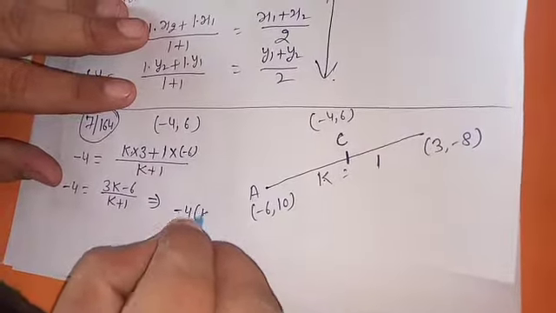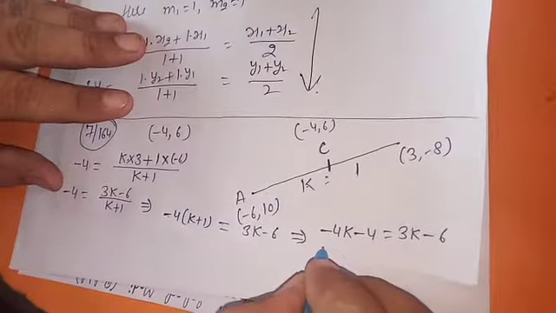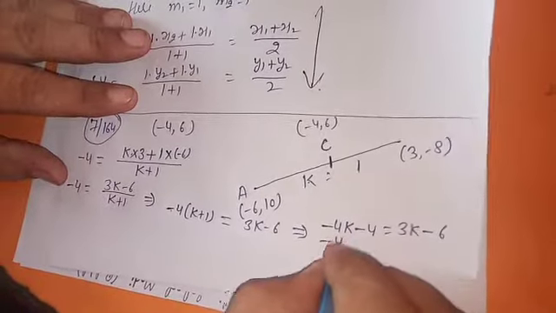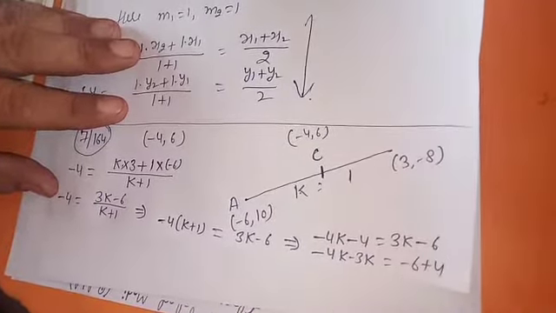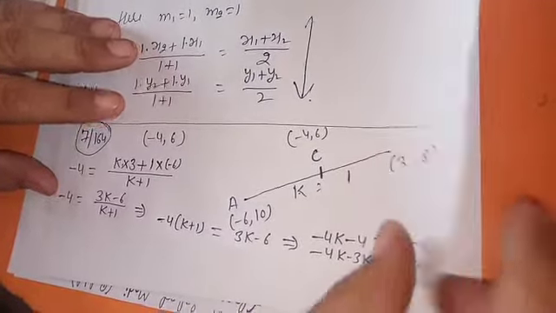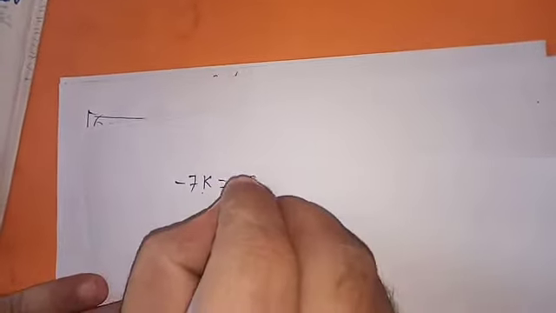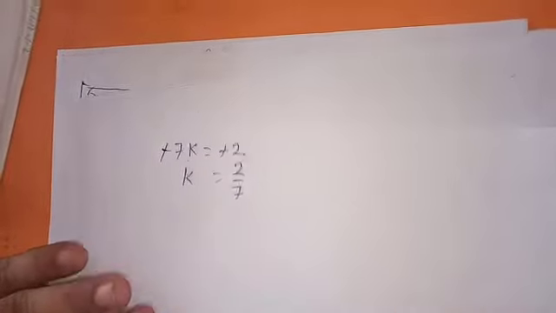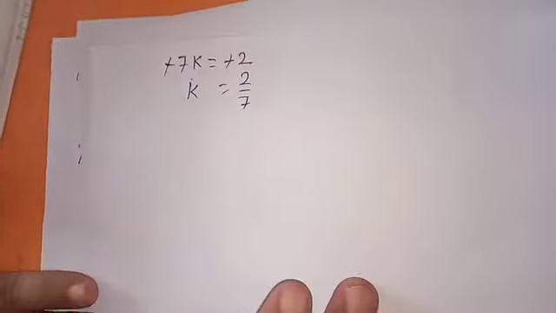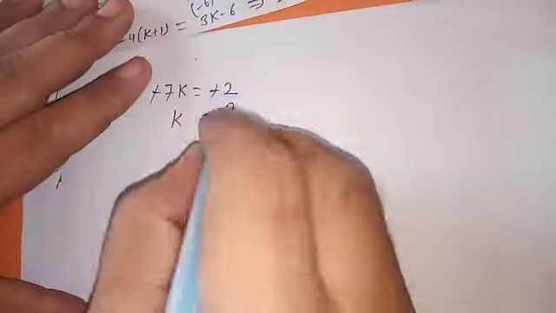Understood? So this is what's coming. Bringing terms together, -4K minus 3K is equal to -6 plus 4. So -7K is equal to -2. Cancel the negatives, K is equal to 2/7. So what's the value of K? 2/7. So what's its ratio?